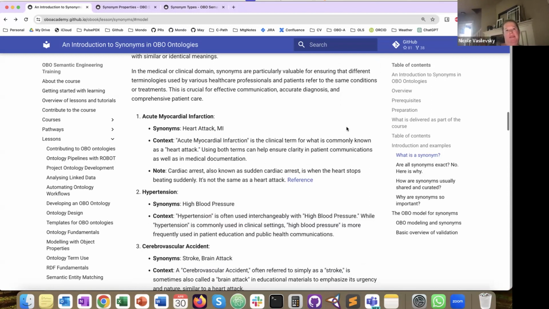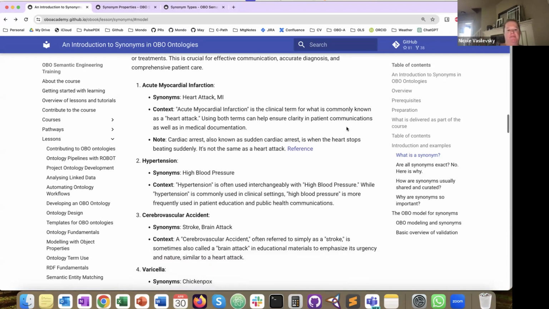And considering that field, it's very critical that we have proper synonyms to ensure that different terminologies used by various healthcare professionals or patients or researchers refer to the same conditions or treatment. This is really critically important for effective communication, accurate diagnoses, and for patient care.